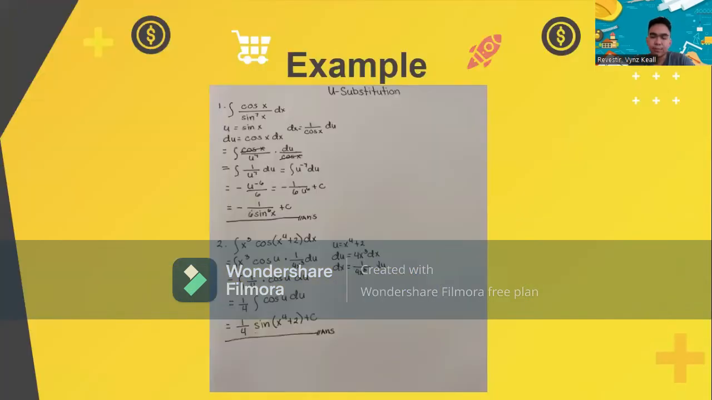I have two sample problems that I'm going to show everyone later. So we're going to solve the integral of cosine x over sine raised to 7x dx. So here's the formula. This is how you substitute, and this is the answer. I will show you the video later.